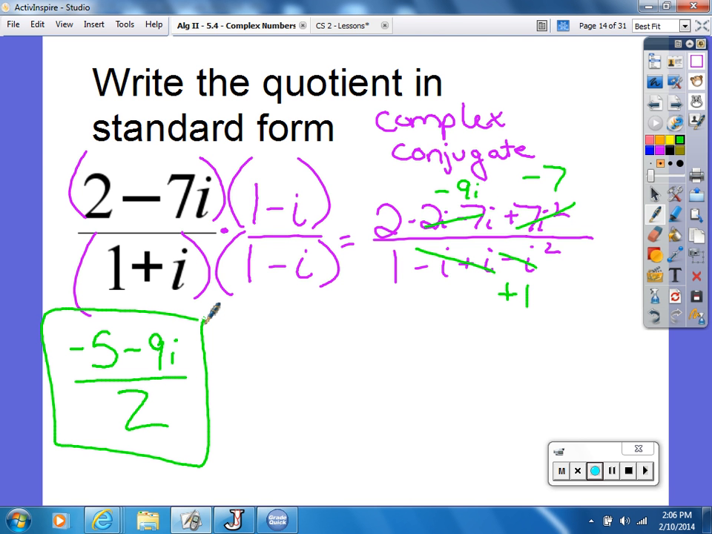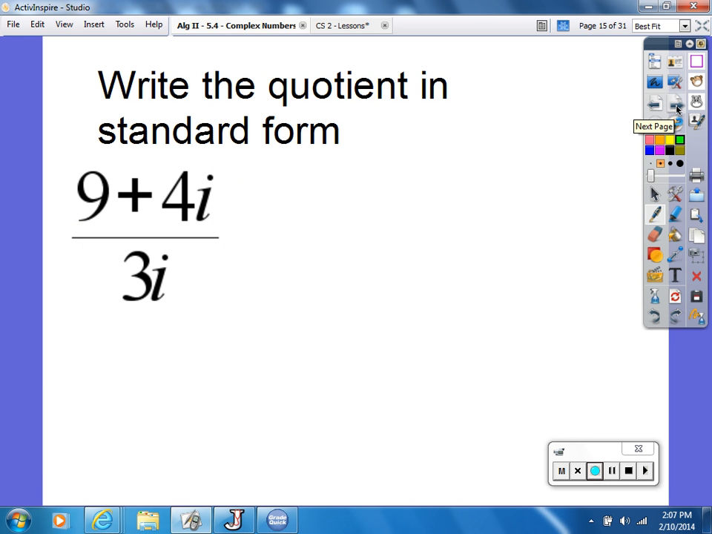Now the only key thing here is this bottom number should be positive. We need to make it positive in some way. And we're going to see one on the next slide that comes out negative, so we'll figure out how to make it positive. So here's our next problem. Slightly different than the other one, right?